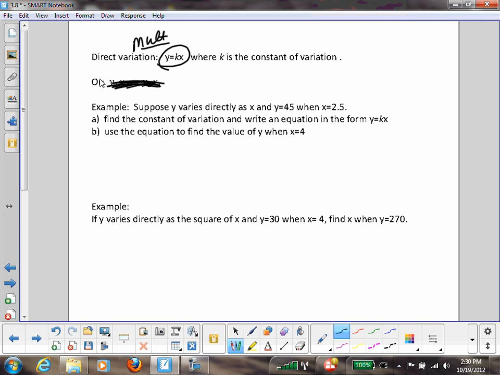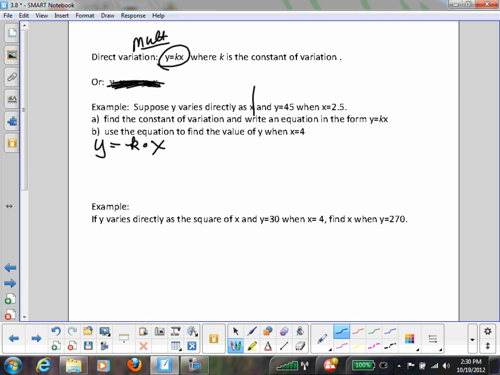So suppose y varies directly as x. Stop reading right there and set up your very basic equation. If y varies directly as x, that means y is equal to k times x, because you got to have that constant. Okay? All right. Now, then continue reading.